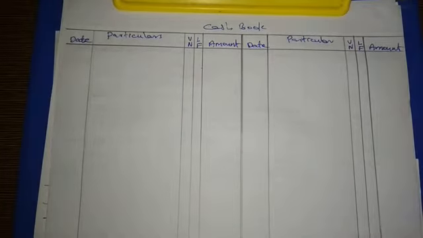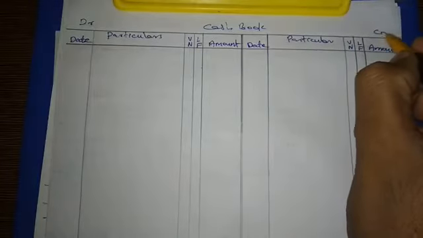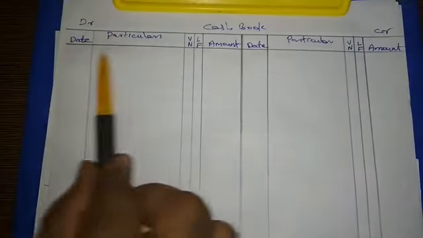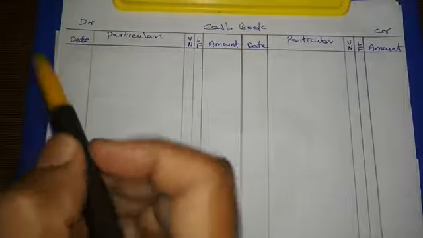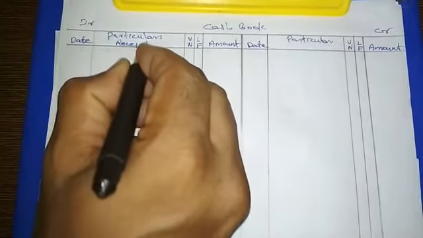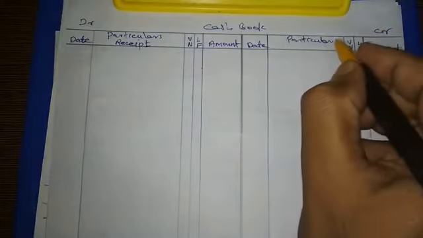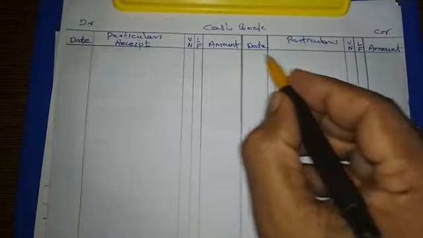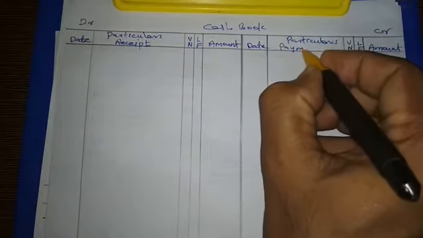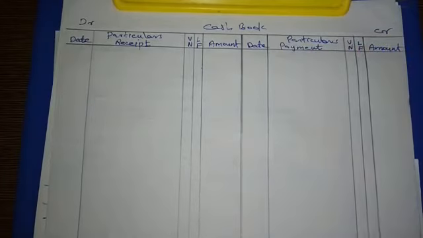Okay, so this side is known as the debit side. This is known as the credit side. From the middle to the left side, this is the debit side, also known as the receipt side. Then from the middle line to this side, it is known as the credit side, otherwise the payment side. Then this is the question.